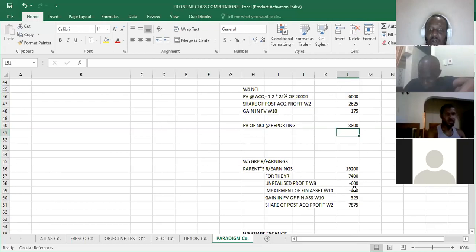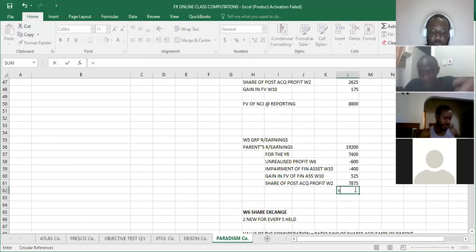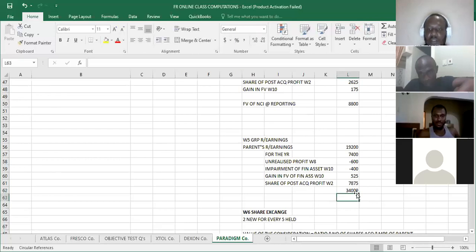All right. And then we have our group retained earnings. So our closing group retained earnings is equal to the sum, and we drag everything down. I'm sure we'll put the negatives where the negatives are supposed to be. If not, this thing will not be correct. Share of post-acquisition profit, yes. Impairment negative, unrealized profit negative, profit for the year, fine. So we have everything.